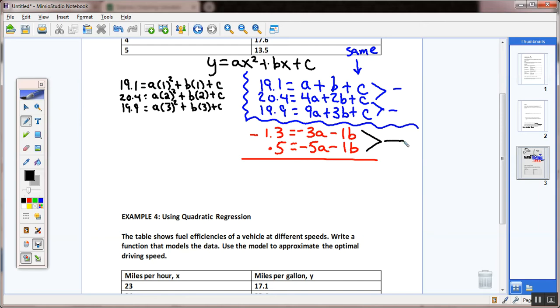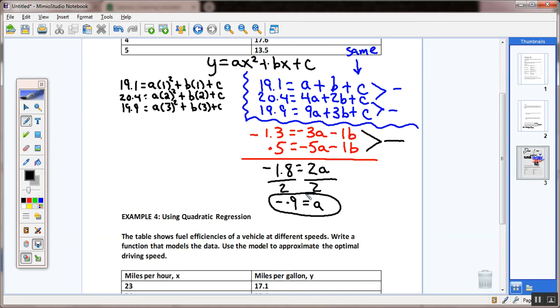Okay, help me, kids. Negative 1.3 minus 0.5. Negative 1.8. How about -3 minus -5? So when you subtract that -5, got to be careful. It is 2a. Kids, right here, what are the 1b's going to do to each other? What am I allowed to solve for right now? -1.8 equals 2a. Divide everything by 2. What's that make the a value, kids? -0.9. Okay, so I know a is -0.9.